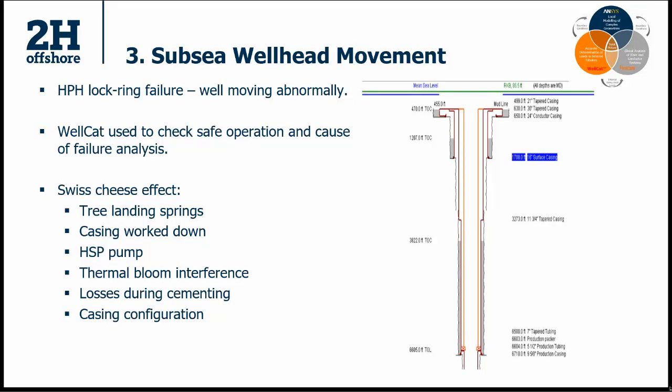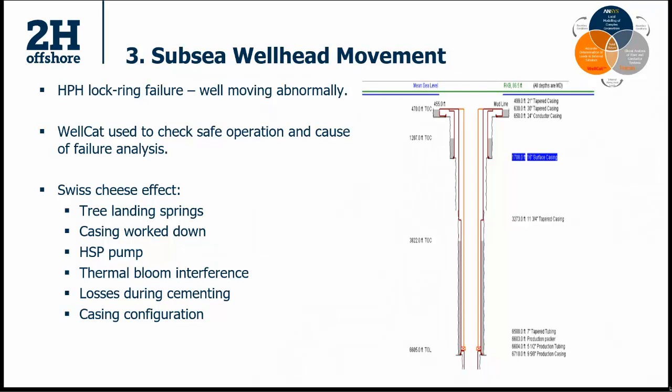WellCat was used to check for the safe operation of the well and to check that it was safe to continue operation in that condition. Some of the effects that had caused this lock ring breach, in the oil industry we like to call the Swiss cheese effect. There was no one mechanism which caused the lock ring to fail. It was a number of things which had combined to cause this loading of the wellhead structure.